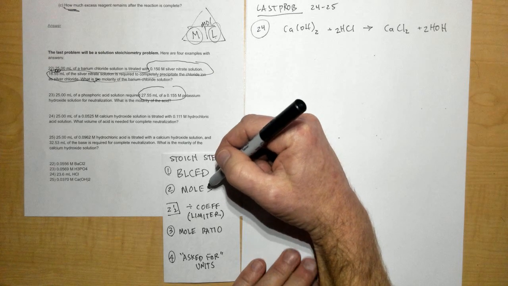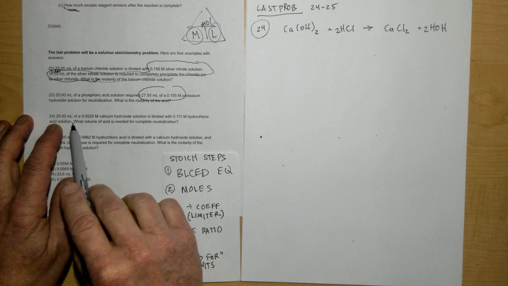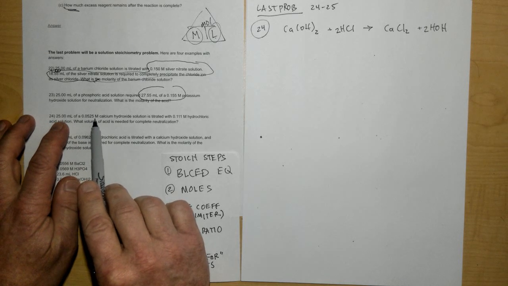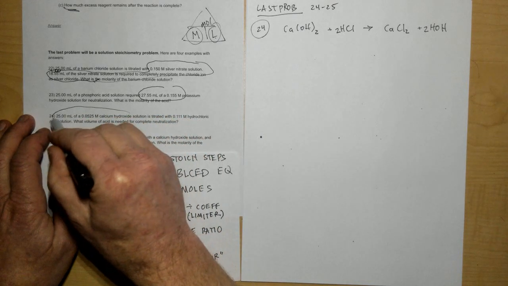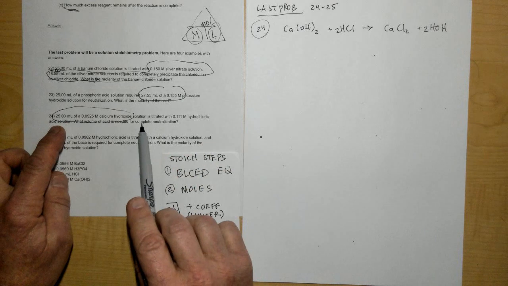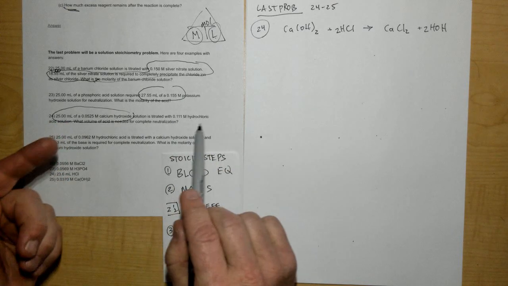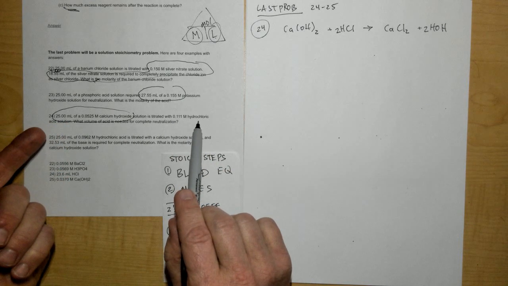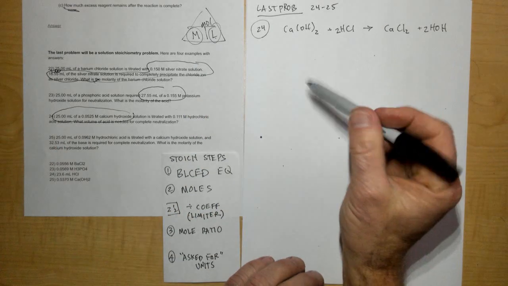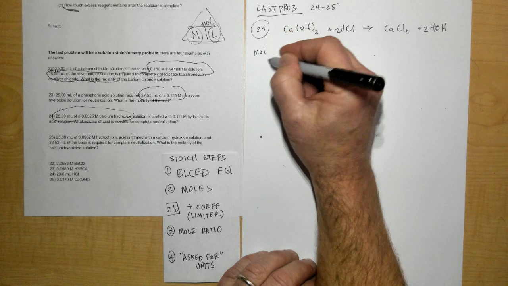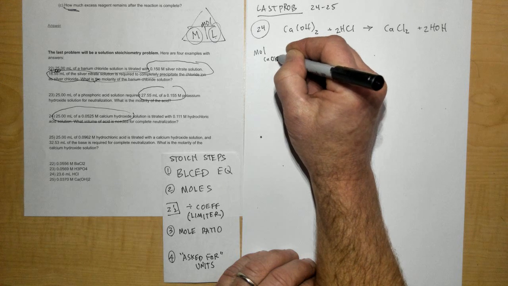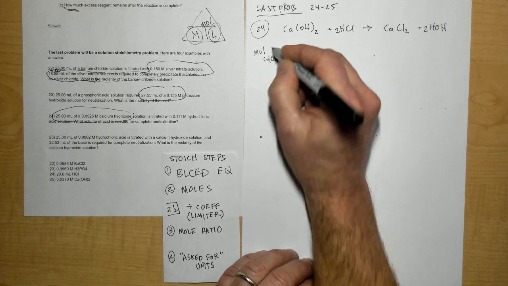Step number 2, convert to moles. So take a look. They give you 25 milliliters of a 0.0525 molar calcium hydroxide solution. They give me 2 things right here that I can use a molarity triangle to find my moles. Titrated with this molarity of hydrochloric acid, but they don't tell me anything else about the hydrochloric acid, so I can't convert that to moles right now. But this I could, and so molarity times liters is going to give me my moles of my calcium hydroxide solution, Ca(OH)2 right here.